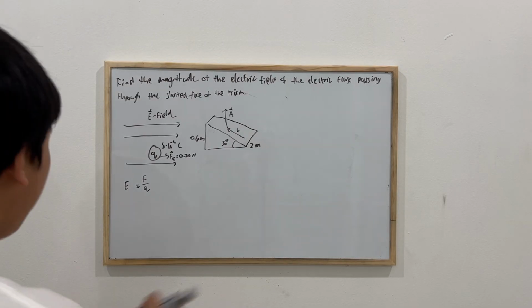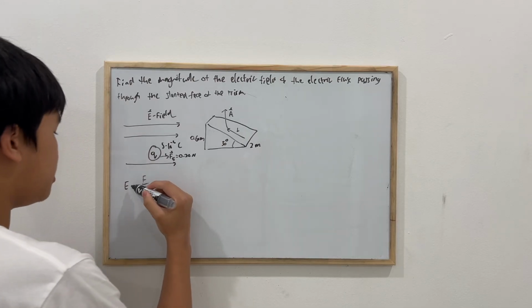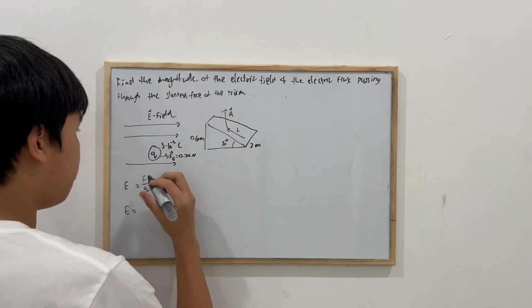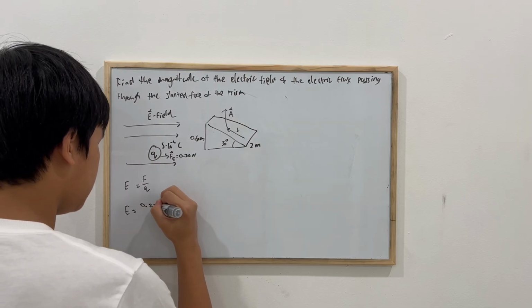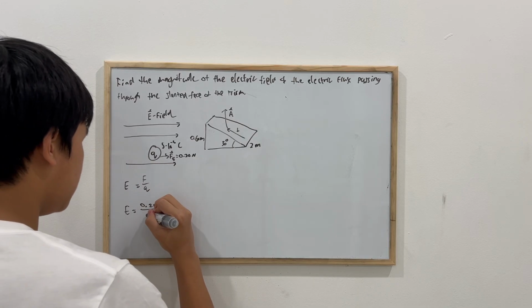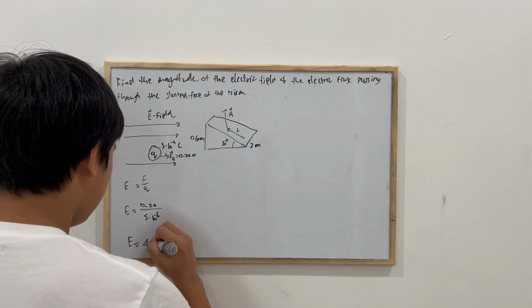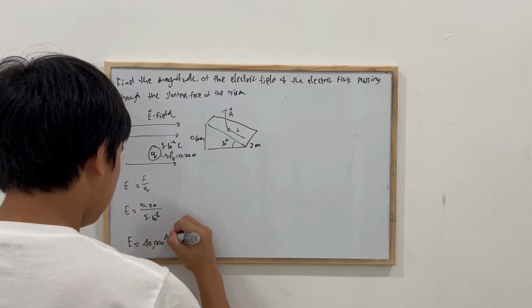So first, to find the magnitude of the electric field, we're going to use this equation E equals force over charge. So plugging in our numbers, the force is 0.20 newtons, and the charge is 5 times 10 to the negative 6 coulombs, giving us an electric field value of 40,000 newtons per coulomb.